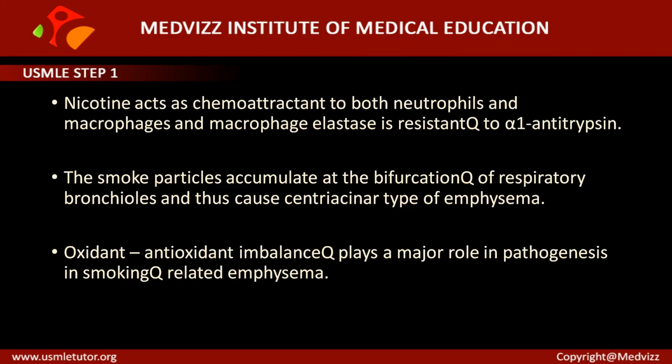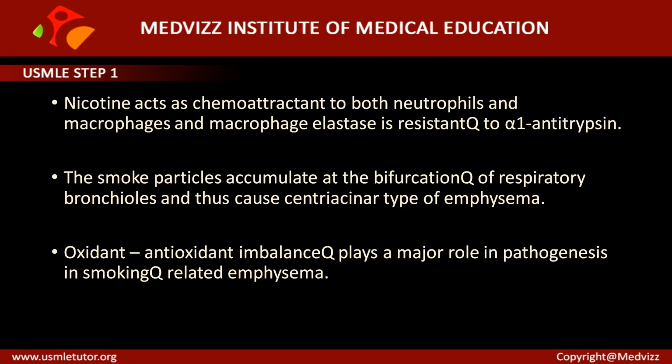So here, nicotine, which is present in cigars, acts as a chemoattractant, as I mentioned, for both neutrophils as well as macrophages. And macrophage elastase is resistant to alpha-1 antitrypsin compared to neutrophil elastase. Remember, elastase is the same, but macrophage elastase is resistant to alpha-1 antitrypsin. So even though alpha-1 antitrypsin is present in normal amounts, the recruitment of macrophages can produce elastase, which is resistant to alpha-1 antitrypsin.